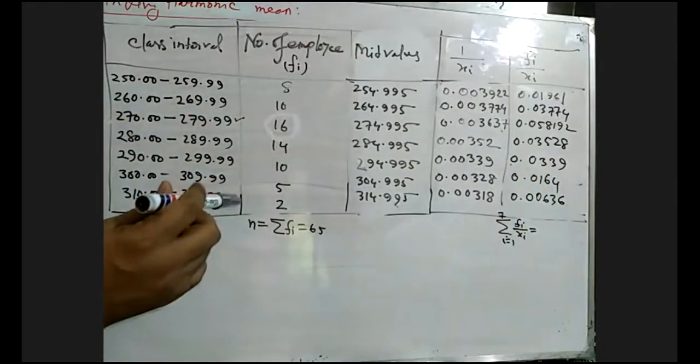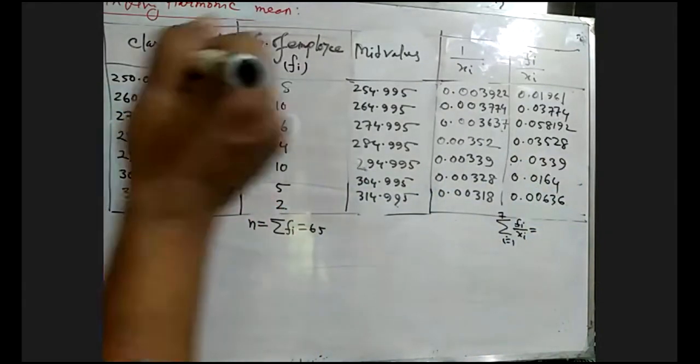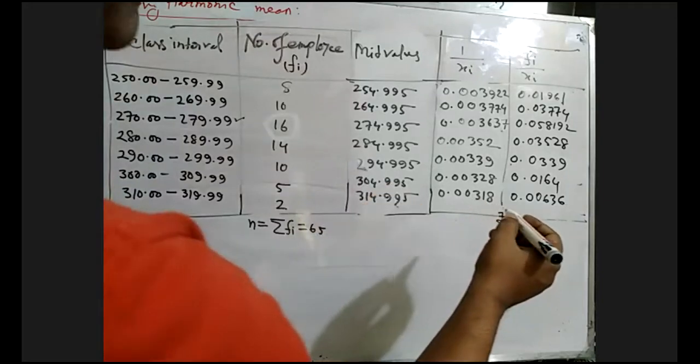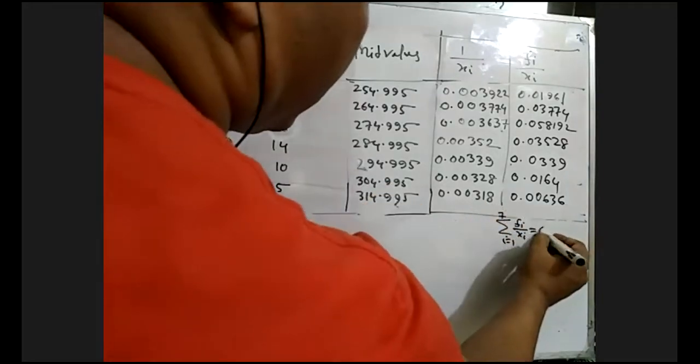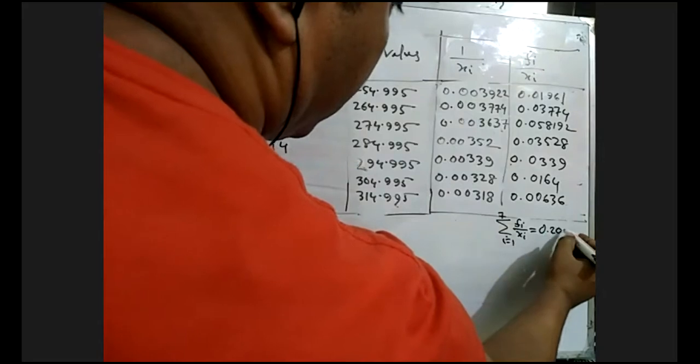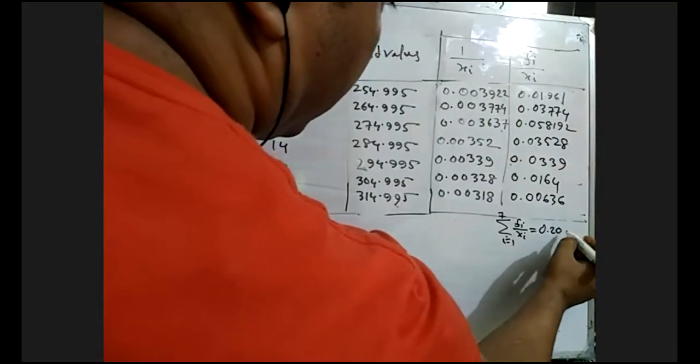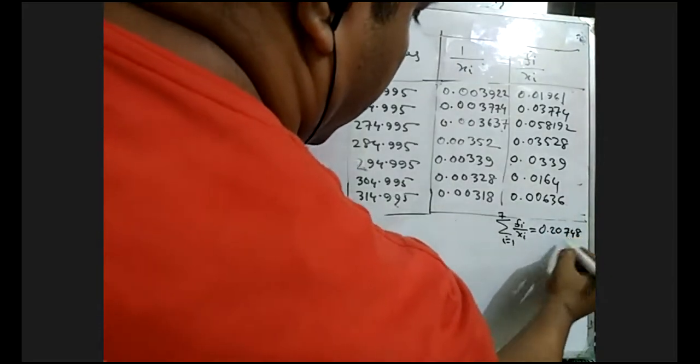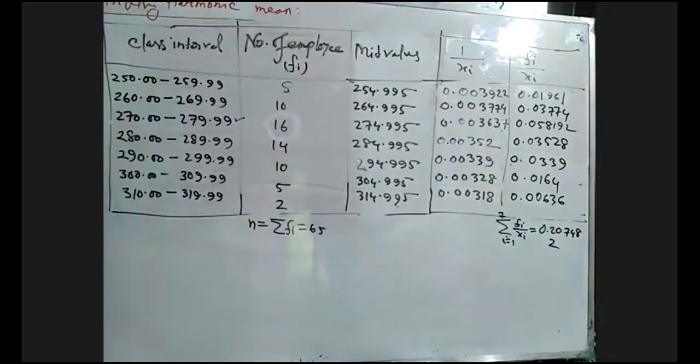So the sum of this, summation fi by xi, what will it be? 0.07482, and this is the total sum of fi by xi.